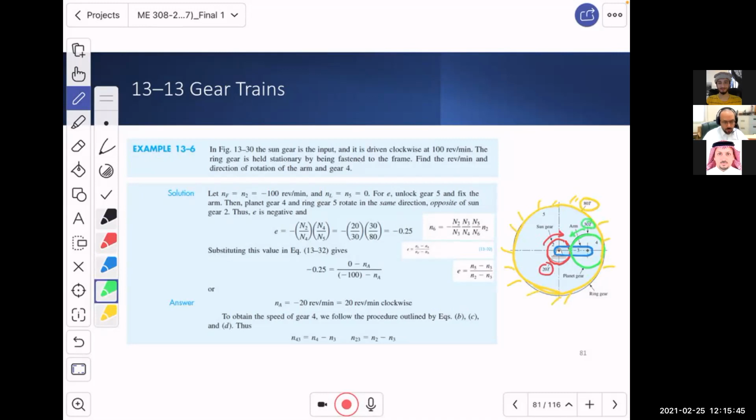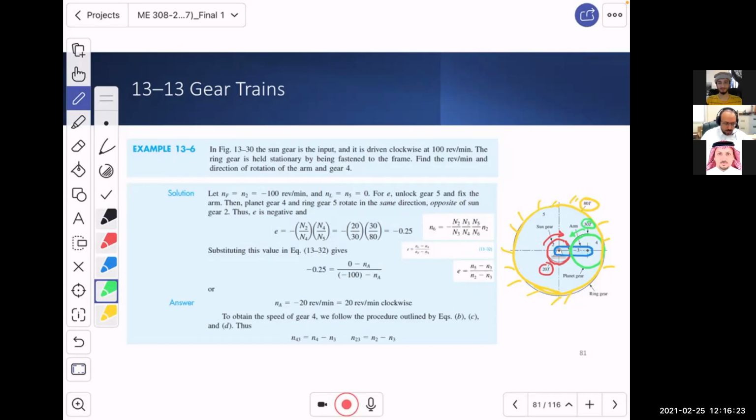Now, as per the problem, it was asking to find the RPM for the arm, because the arm is sitting on the sun gear number 2, connected to the planet gear, and the planet gear is going to rotate. So even the arm will rotate. Okay? Now, what happens is this.